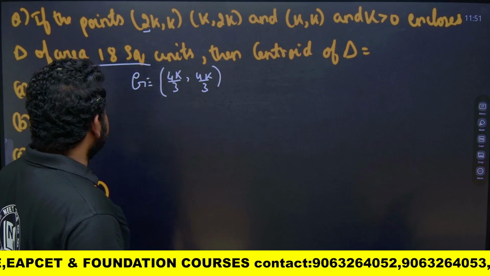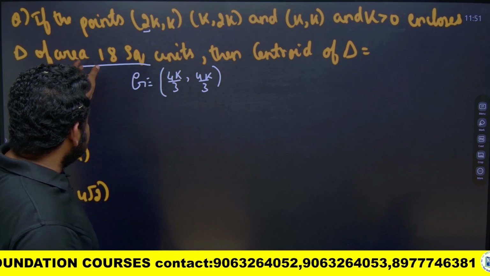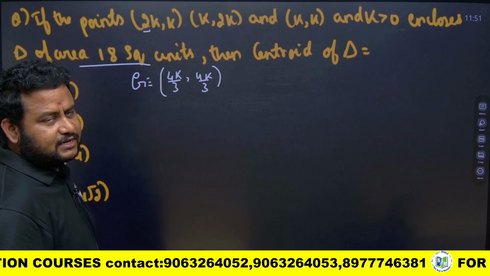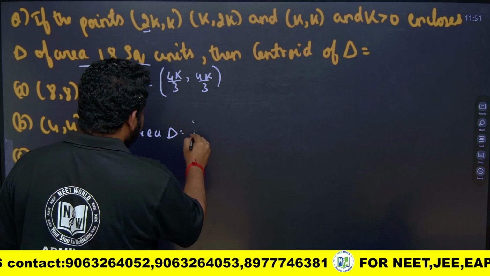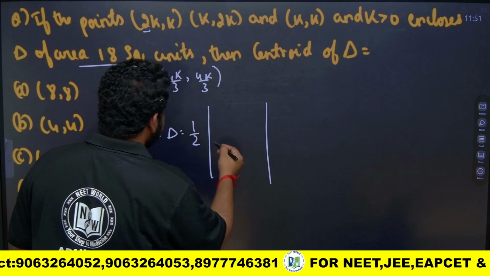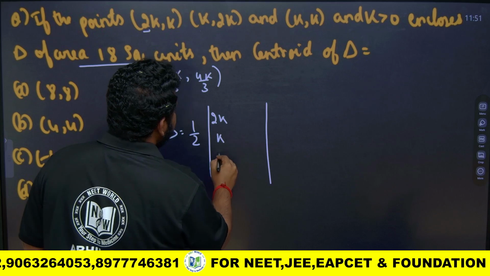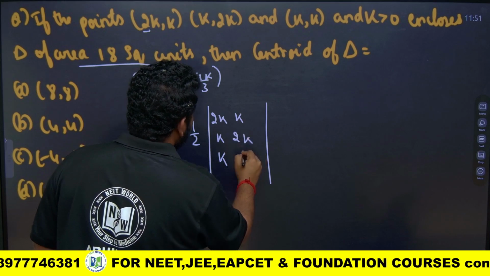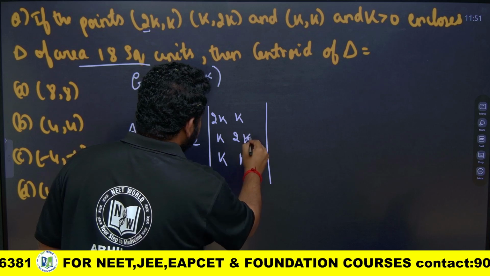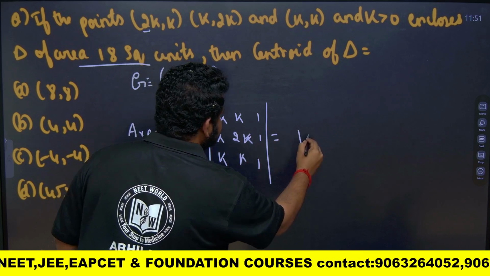Now they are telling k is greater than 0 and the triangle encloses an area of 18 square units. So we have to find the area of the triangle. Area of the triangle is given by half into the determinant of this. We have to write it like this: 2k, k, 1 in the first row, which you already know, then k, 2k, 1, then k, k, 1. This is equal to 18 square units.